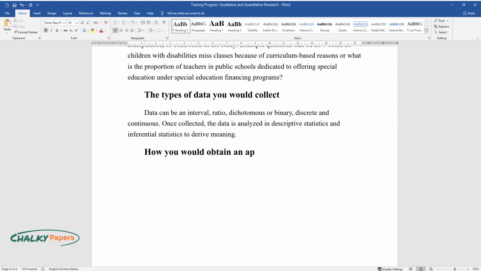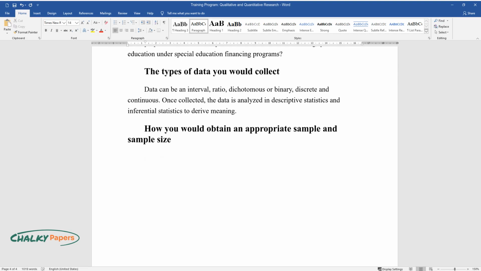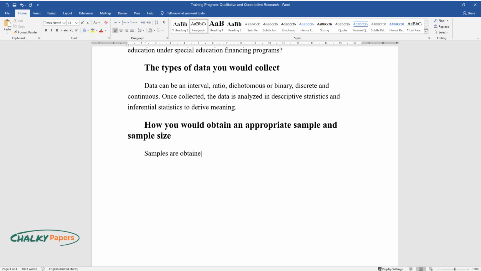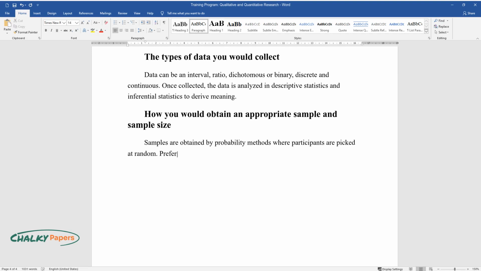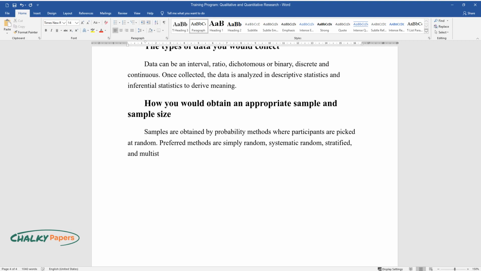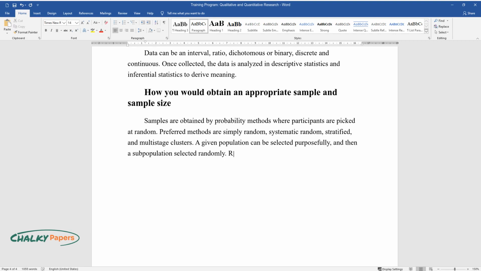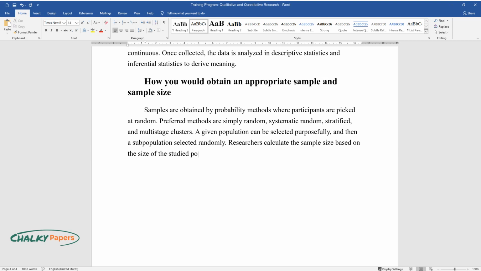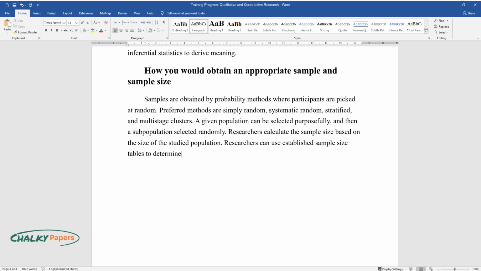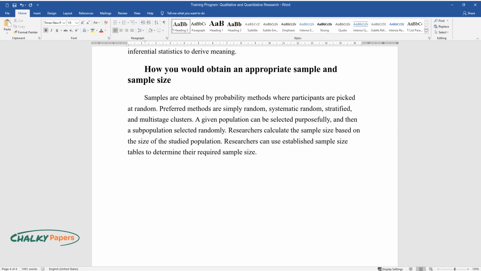How you would obtain an appropriate sample and sample size. Samples are obtained by probability methods where participants are picked at random. Preferred methods are simply random, systematic random, stratified, and multistage clusters. A given population can be selected purposefully, and then a subpopulation selected randomly. Researchers calculate the sample size based on the size of the studied population. Researchers can use established sample size tables to determine their required sample size.